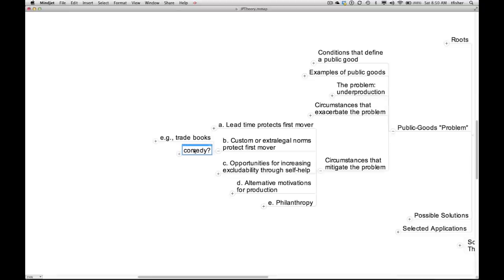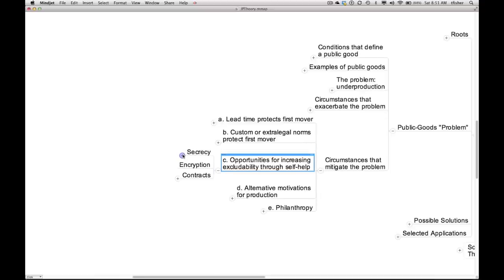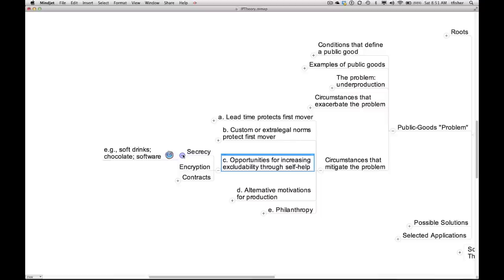A third circumstance that can mitigate the public goods problem consists of opportunities for increasing excludability through self-help. That's a somewhat cumbersome phrase, but here's the basic idea. In some contexts, innovators can use self-help maneuvers to prevent promiscuous reproduction, the creation and distribution of knockoffs of their innovations. Innovations in the fields of soft drinks and chocolate, for example, are usually protected by keeping the formulas for the innovations secret. Think Willy Wonka.